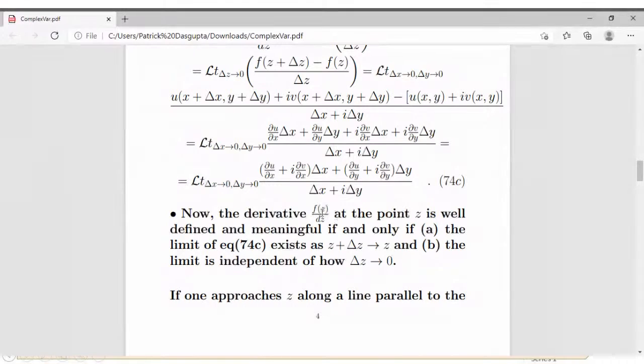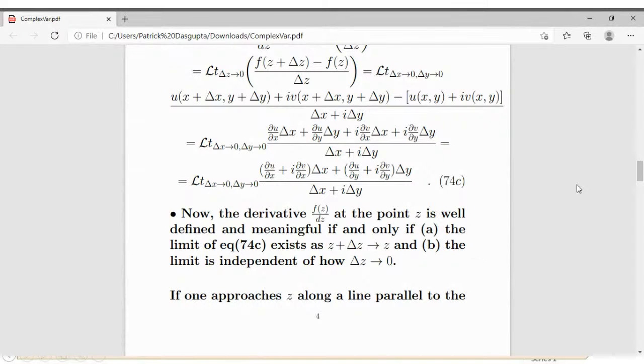In particular, dfz by dz, again there's a typo here, I meant dfz by dz. The derivative dfz by dz at point z in particular is meaningful if and only if f of z is continuous. That means the limit of f of z plus delta z going to z exists. And furthermore, condition B, that the limit of equation 74C does not depend on the manner in which you take delta z going to 0.